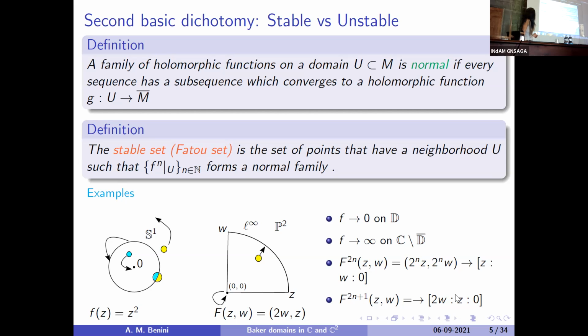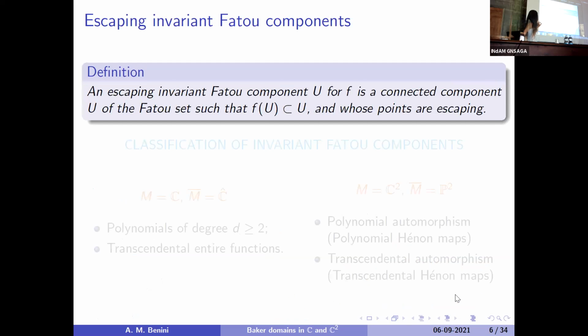Now, let us go back to our examples. In the first example, where we have z squared on the complex plane, what did we say? We said, well, the unit circle goes to itself. The outside moves to infinity, and the inside moves to 0.